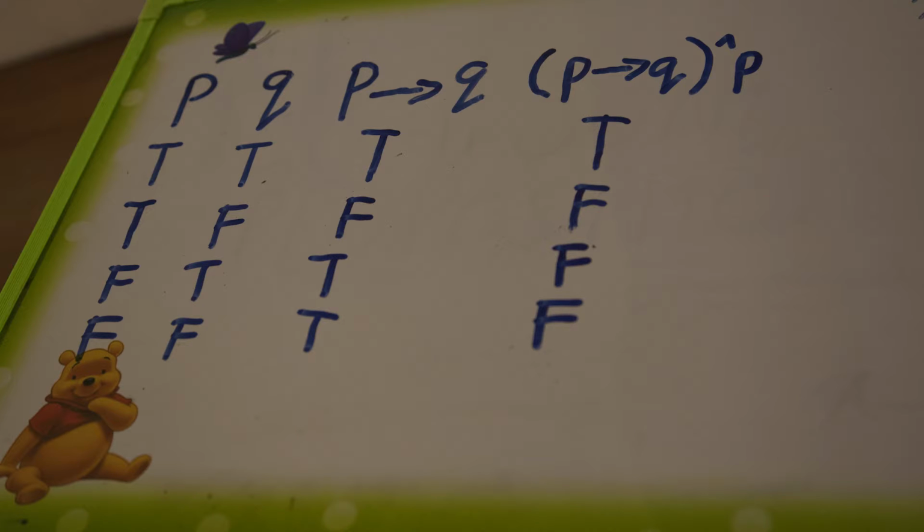Next one is, we now include the conjunction P to the P implies Q. You can see that there is a conjunction sign. That means if both statements are true, then it's true, otherwise false, making the statements true, false, false, and false.